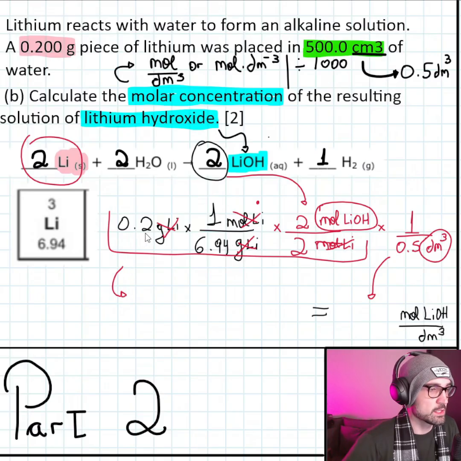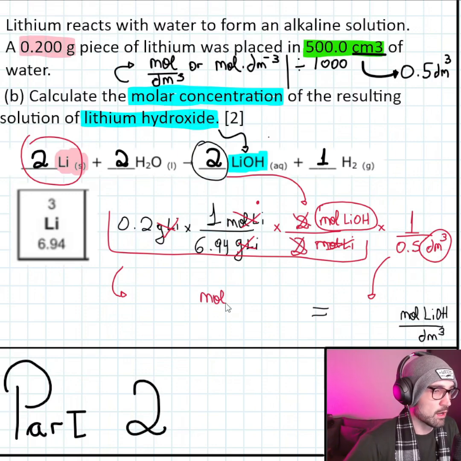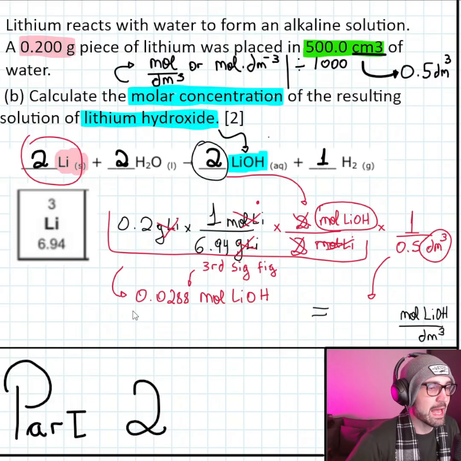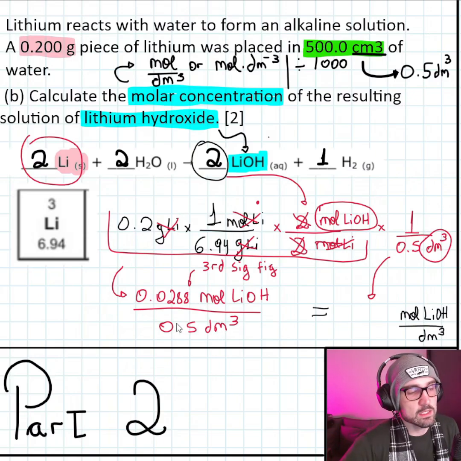So if you do this part, 0.2 times 1 times 2 divided by 6.94 times 2, you see that the 2 cancels out. We have moles of lithium hydroxide, and numerically 0.2 divided by 6.94 is going to be 0.0, never miss that second 0, 2881, and it continues on. But here, 8 is our 3rd significant figure, so we're going to leave it like that. And now we have these amount of moles, but we don't have them in 1 liter. We have them in half a liter, like the question said. So dividing something by 0.5 or 1/2 is the same thing as multiplying that something by 2.